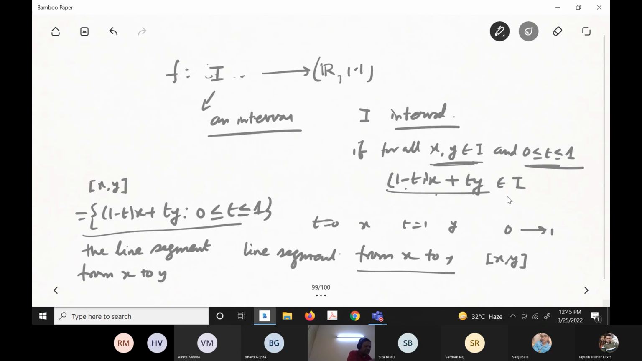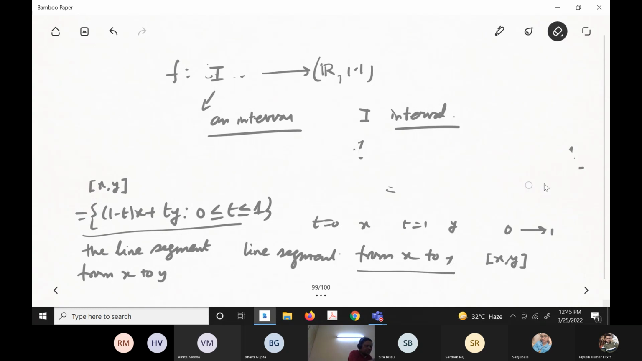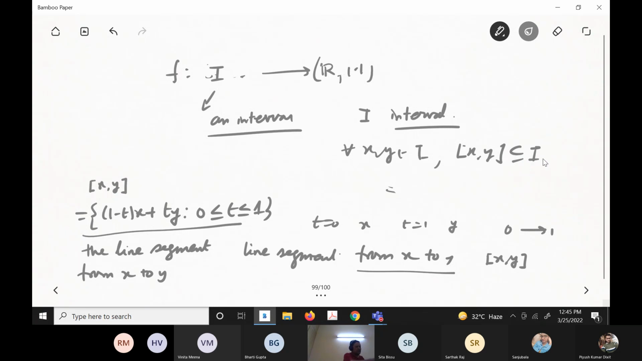Okay, so you can write it in another way: for all x, y belongs to I, this line segment is a subset of I. This is called an interval. It is also defined in any linear space this way. But you will say I can define this for convexity. Usually you can, because the convex definition is that. So here, suppose in R.